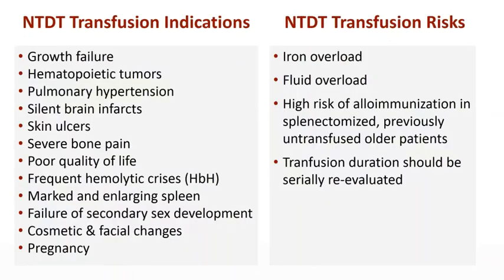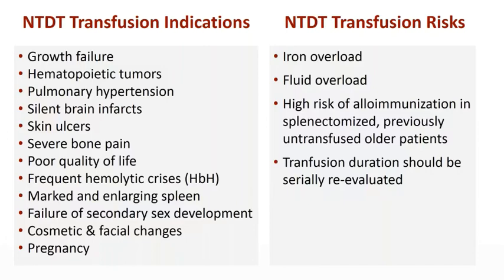On the left of this slide are general common problems that develop in patients who are not transfused: growth failure, life-threatening hematopoietic tumors, pulmonary hypertension, silent brain infarcts, severe skin ulcers, sometimes uncontrollable bone pain, poor overall quality of life, hemolytic events, sometimes a very large, rapidly growing spleen, a failure of secondary sex characteristics, and disturbing facial changes.